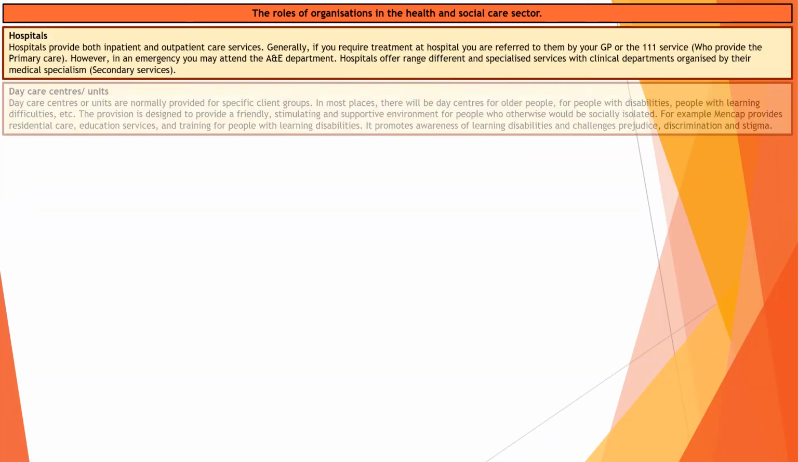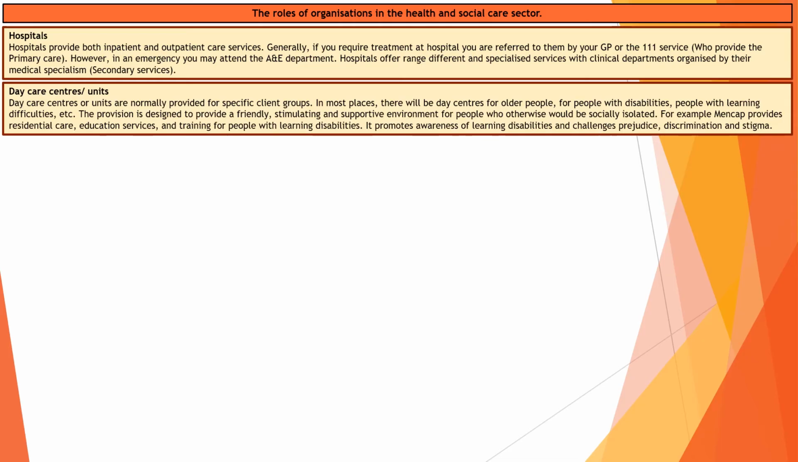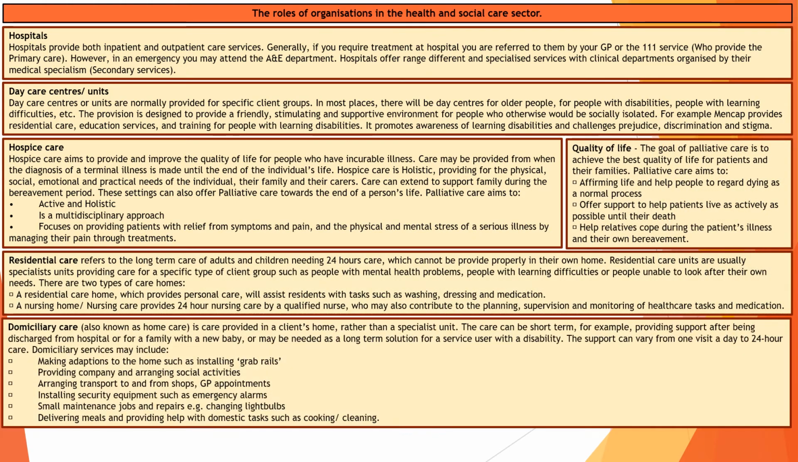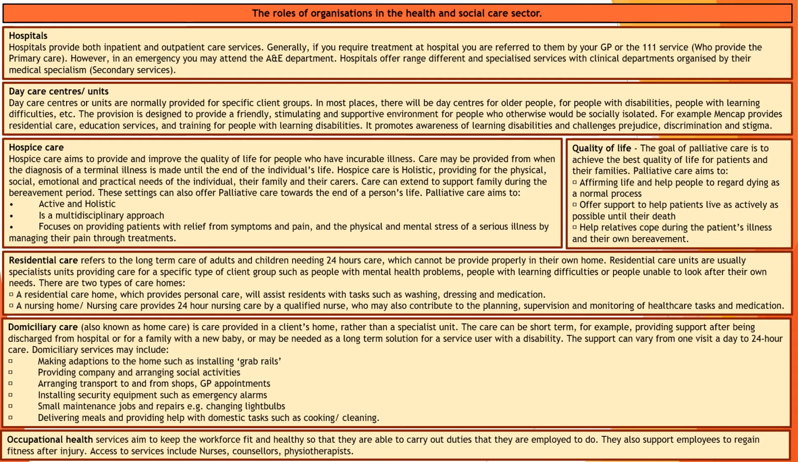And then what I wanted to highlight here are just all the different settings involved in care. So hospitals, daycare units, hospices, residential care, domiciliary care, and occupational health. Now, I doubt you'll be asked a question directly about these. So, what is a hospital? What's a daycare unit? What's a hospice care? But it's worth recognising these settings, particularly because if you're familiar with the exam paper, often the short answer questions are always about settings, places where people can go to get support for a condition.